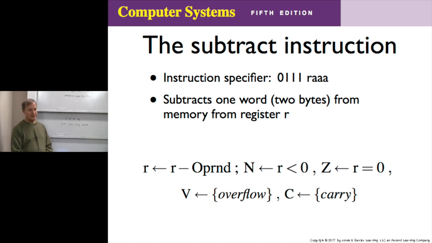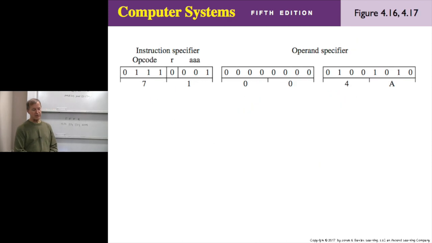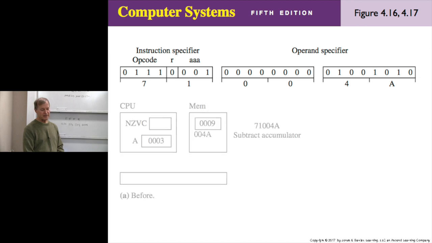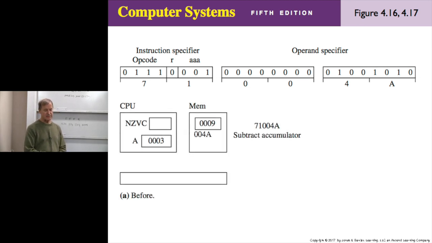Okay. So here's the instruction specifier. It subtracts 2 bytes from memory from register R. So it has a register R field and an addressing AAA field. Here's an example. The instruction written in hex is 71004A, and let's suppose that we have this initially. Now, what is the register R field in this case, in binary? Yeah, in binary, the register R field is 0, which indicates the accumulator. So this is going to subtract from the accumulator and put the results in the accumulator.